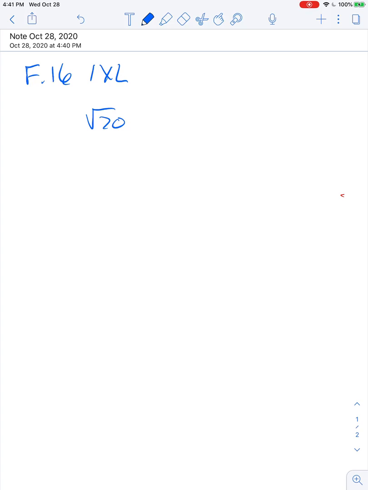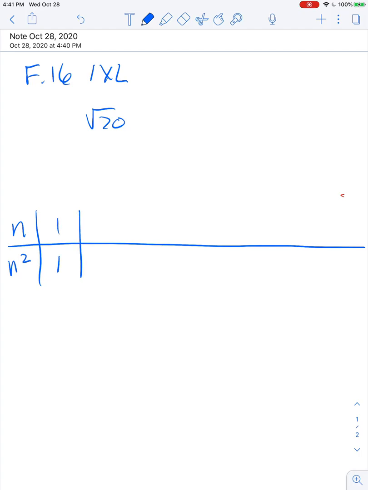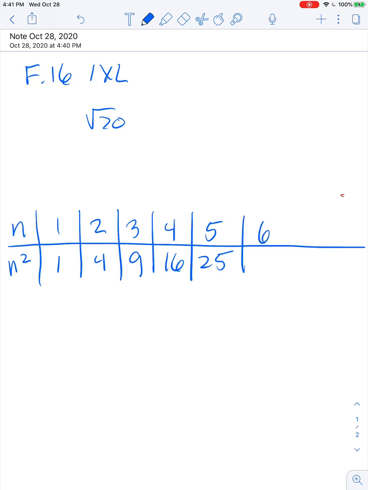One of the things that I need to do is know some perfect squares. So I'm going to look at some numbers, as many as I can fit, and then what they are when I square them. So 1 squared is 1, 2 squared is 4, 3 squared is 9, and so on. Let me see if I can cram that on there. Okay, so I don't know if that's enough to get through all of these.